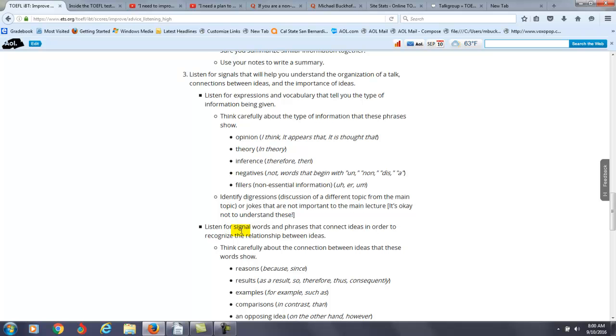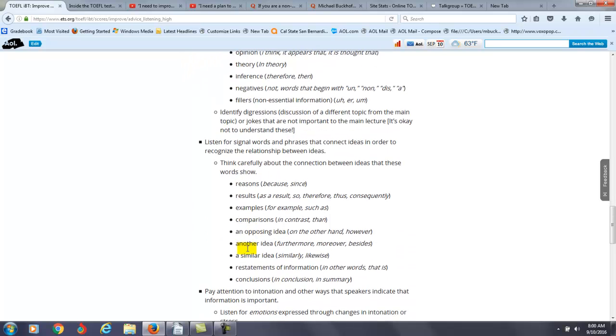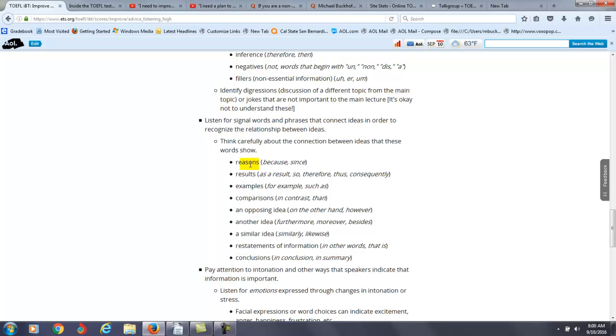You can listen for signal words and phrases that help connect ideas so you can understand the relationships a little bit better. And here are different kinds of words: reasons, results, examples, comparisons, opposing ideas, another idea, similar idea, restatements, and conclusions. So if you follow some of these transition words, it helps you to keep track of how the different ideas are connected.